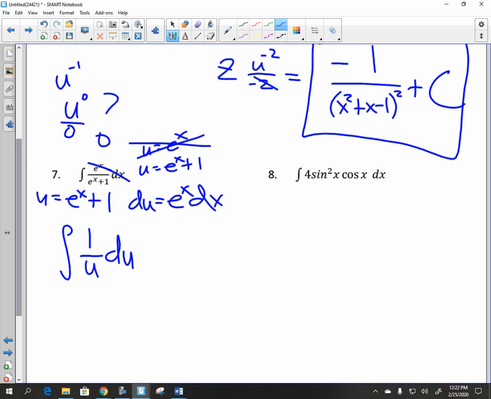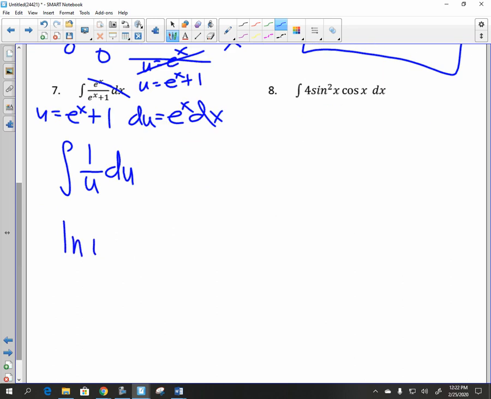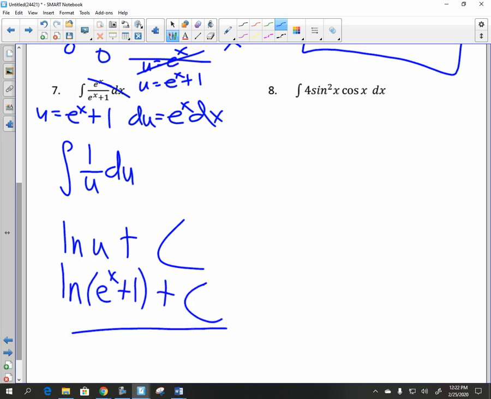Is there somebody who knows what do we take the derivative of to get 1 over x? Natural log. Yeah, folks. Do you remember this? If you had the natural log of x and you took the derivative of natural log of x, it was 1 over x. So the antiderivative of 1 over u is the natural log of u. There you go. So you have the natural log of e to the x plus 1 plus that constant. Sweet. Was that awesome?